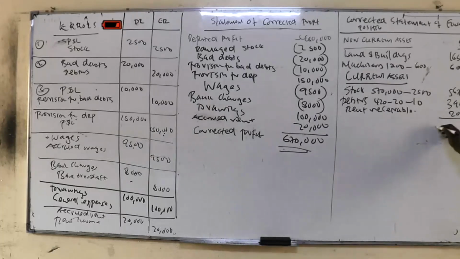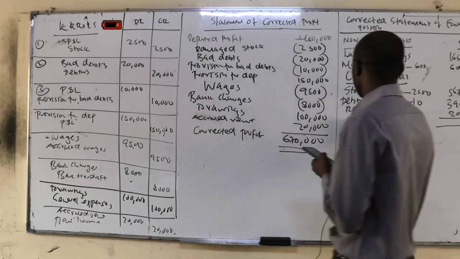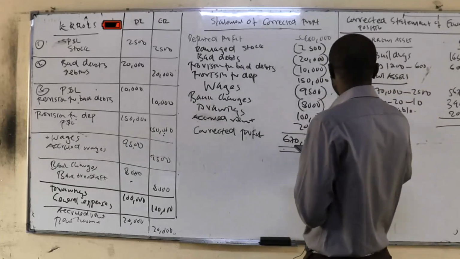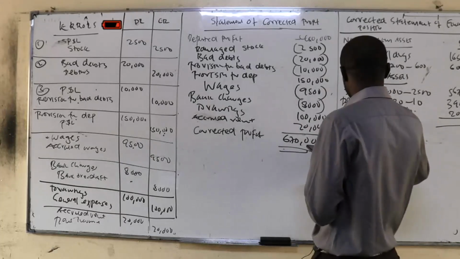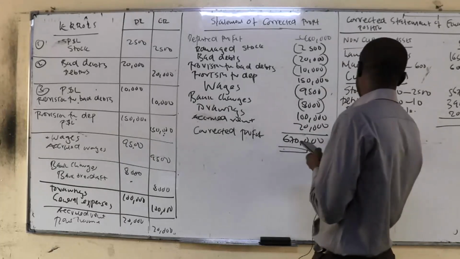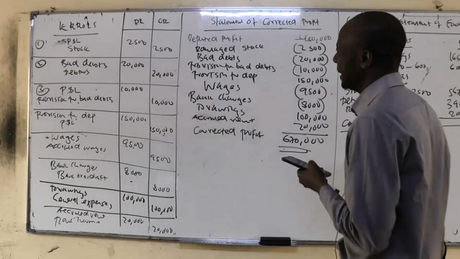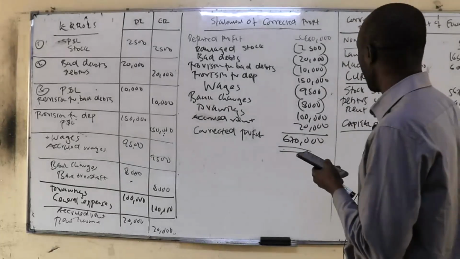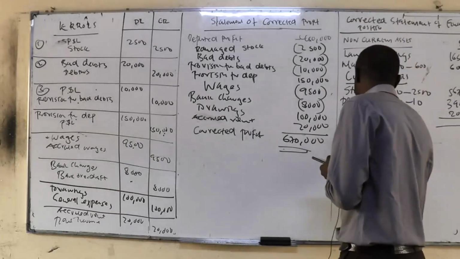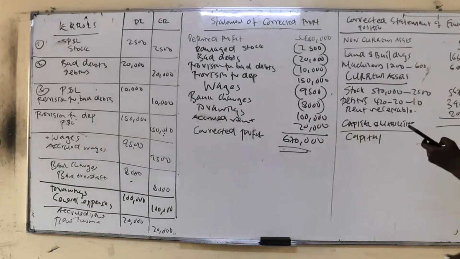And then here we add. Then here we write capital and liabilities. Capital and liabilities. So we have capital. Capital had no problems. What is the value of capital?